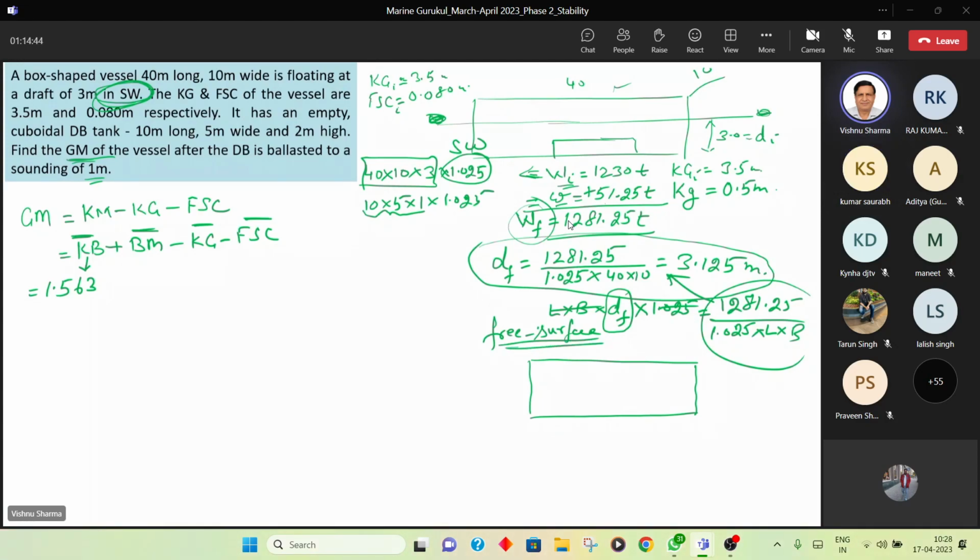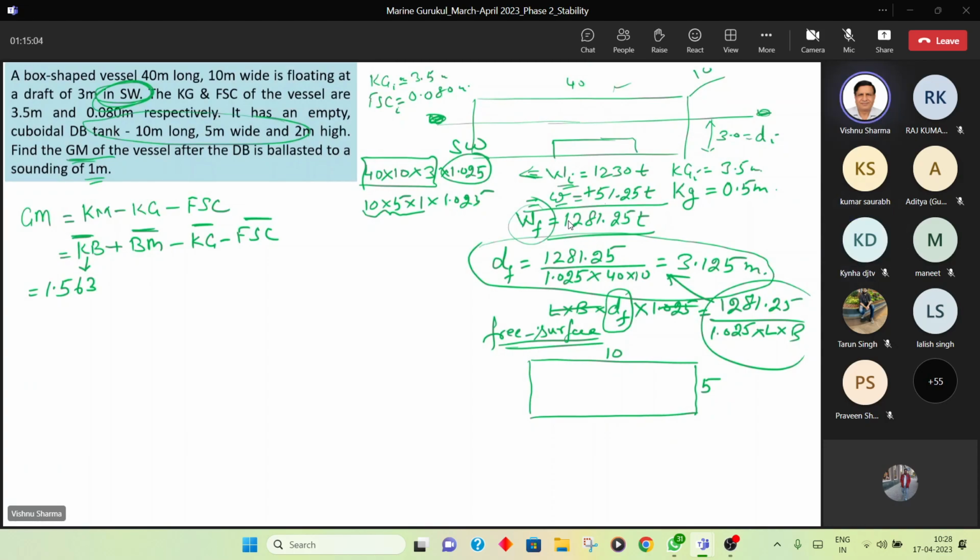Gentlemen, I have not drawn the water plane. I have drawn the free surface inside the cuboidal tank. So the dimensions of the free surface will be 10 into 5. Yes or no? Any questions on the shape of the free surface and the dimensions?